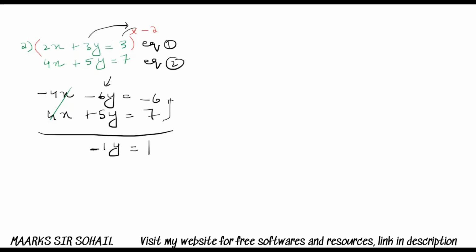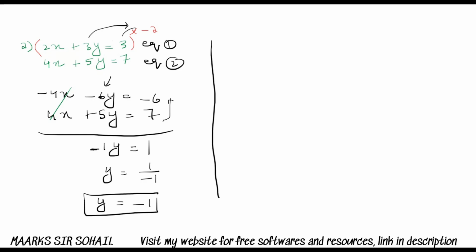Now this -1 will divide on the other side, so it will become y = 1 upon -1, and you know -1 never stays in the denominator, so it will become -1 in the numerator. So I got the value of y. Now I'll put this value of y in any of the equations. I have two equations, so in whichever equation I feel is easier, I can then find the value of x. So I think the first equation is easier.